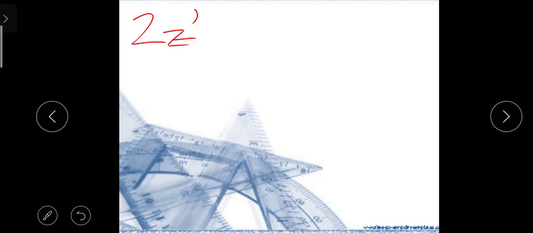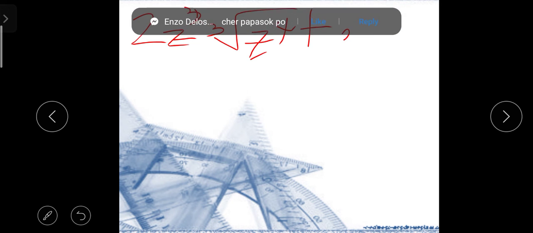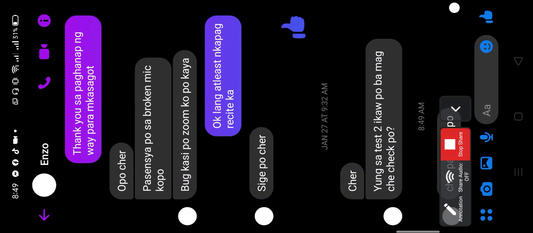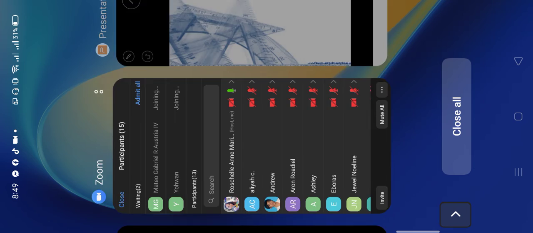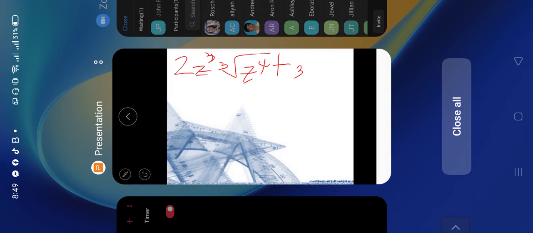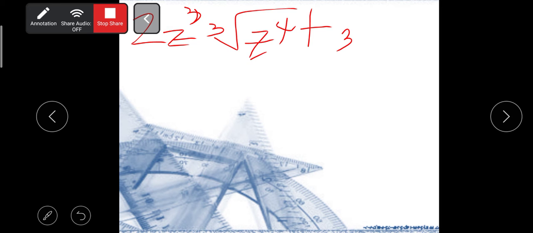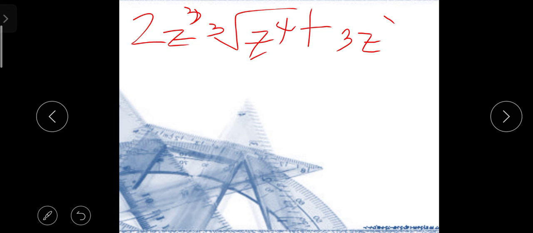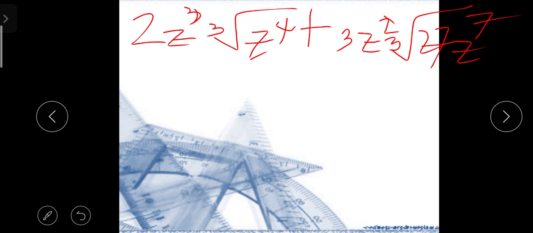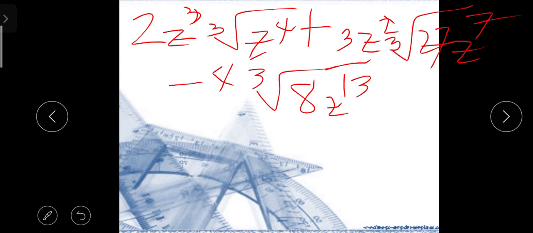2z cube root of z raised to the 4th power plus 3z squared cube root of 27z raised to the 7th power minus 4 cube root of 8z raised to the 13th power. Huwag ka namang magulo. Ma, tingnan mo nga! Ang gulo-gulo na ng sulat ko.